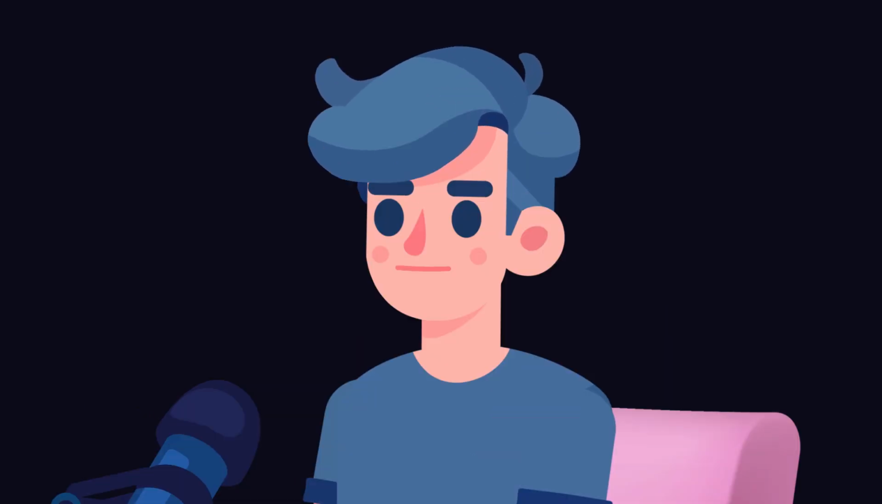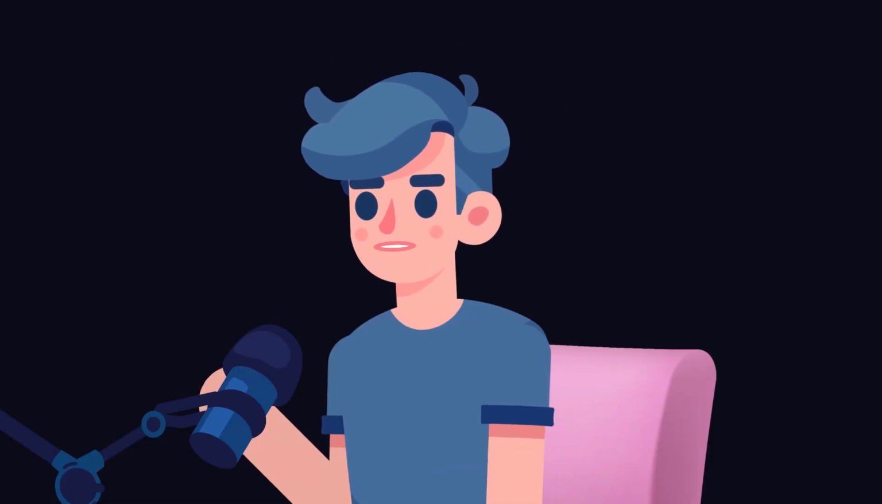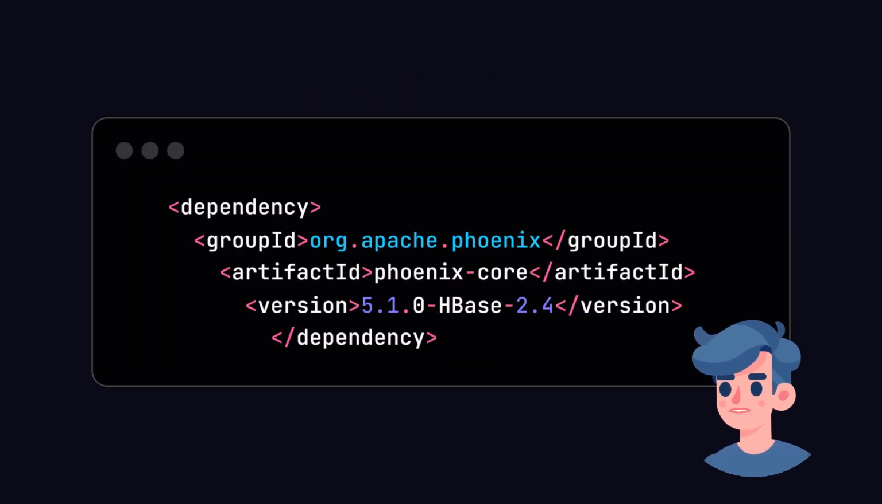Before we begin coding, make sure you have HBase and Apache Phoenix installed on your system. In this tutorial, we will be using Apache Phoenix version 5.1.0 and HBase 2.4.5. You should also have Java and Maven installed as well. First, let's set up a Maven project. Create a new Maven project and add the dependency for Apache Phoenix in your pom.xml. This will allow us to work with Phoenix in our Java application.